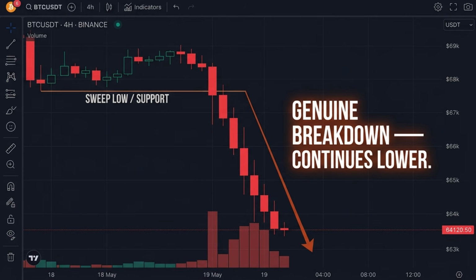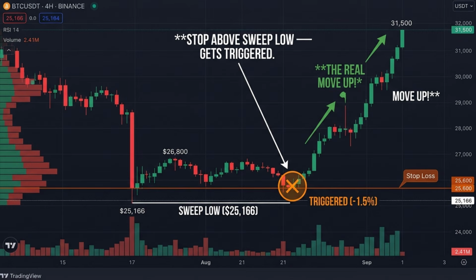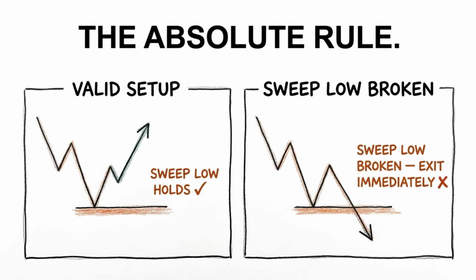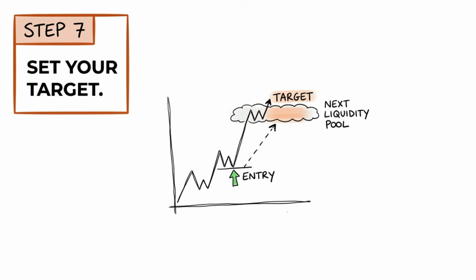Some traders prefer a tighter stop below the order block or below the trigger candle's low. That is valid if the sweep low is very far from your entry zone and the risk-reward becomes unfavorable. But the absolute hard invalidation point is always the sweep low. Never place a stop above it thinking price won't come back. If the setup is valid, price will not break the sweep low again. If it does, exit.